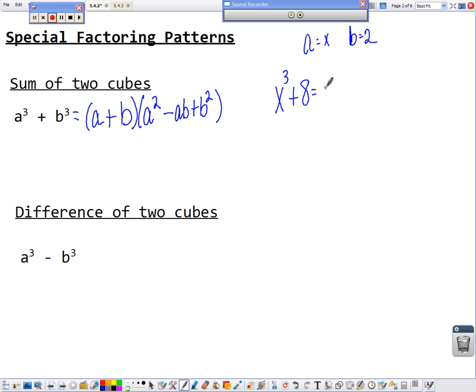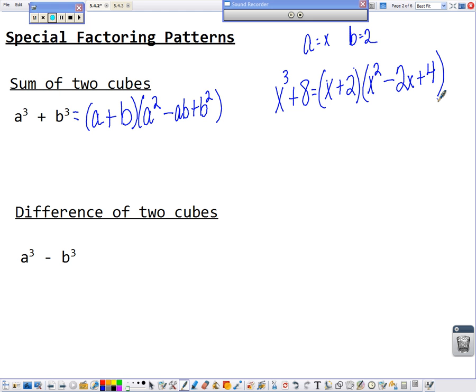So all it's going to be is x plus 2 is the first term, times square the first one, which is x squared, minus, multiply them together, so we get 2 times x, 2x, and 2 squared, which is 4. And that's all there is to this one.